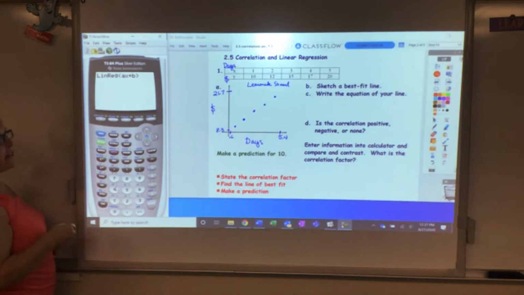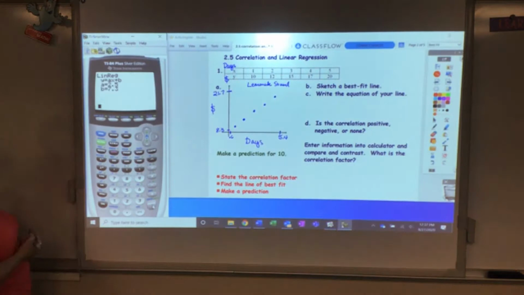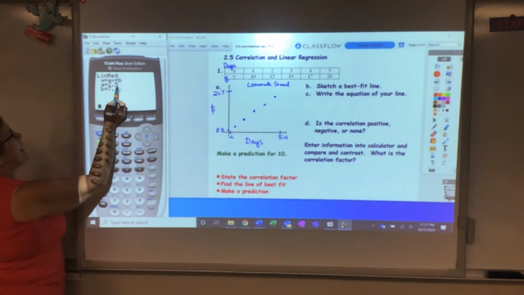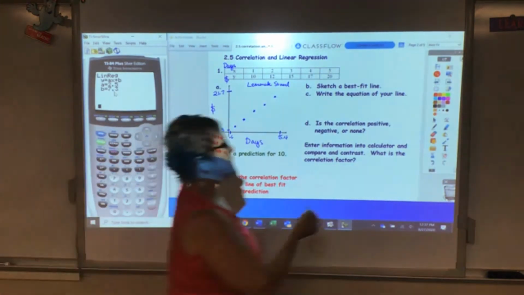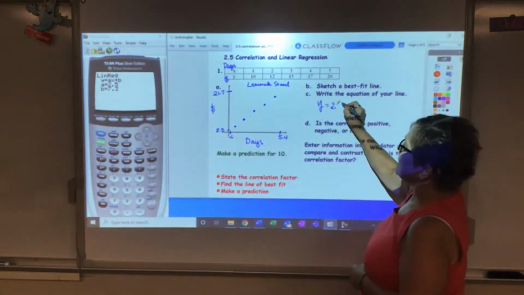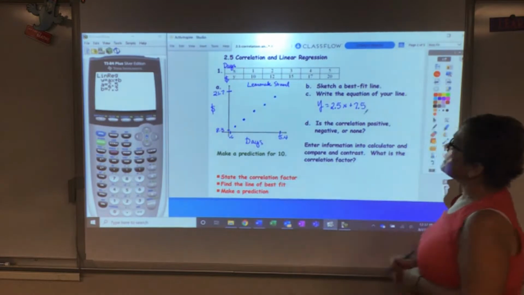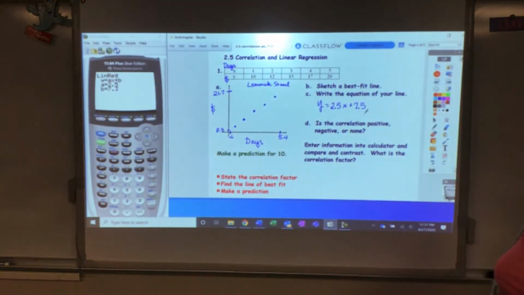And our default lists are list 1 and list 2. So as long as you always put your information in list 1 and list 2, you can just press enter. And we see that I have y equals a 2.5x plus y-intercept 7.3. So I'm going to write that equation down. Y equals 2.5x plus 7.3. So there's the equation of my regression line.